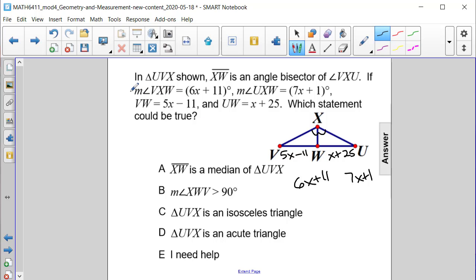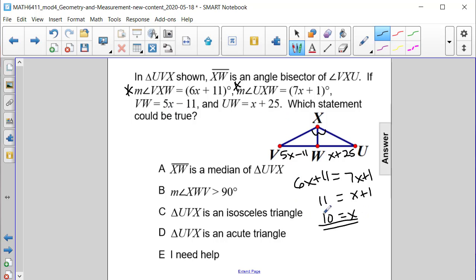Well, we know that because these two angles are part of our angle bisector, or are the result of the big angle being bisected, we know that these two angles have equal measures. So we can set these two expressions equal to one another and solve. When I subtract 6x from both sides, I'll get that x plus 1 is equal to 11. And then if I subtract 1 from both sides, I would get that 10 is equal to x.